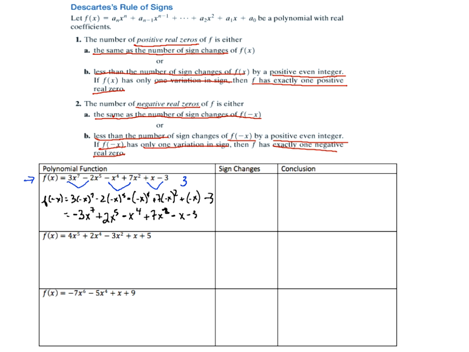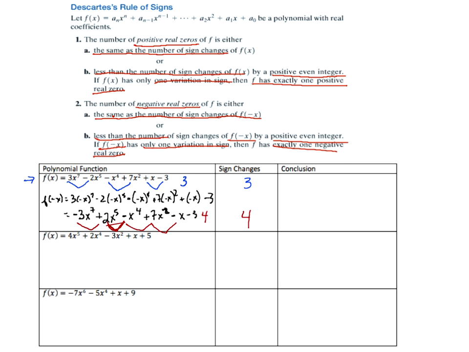Now let's go back and count the sign changes. I'll do these in red. So we have a sign change here. We have a sign change here. We have a sign change here. We have a sign change here. So we have 4 sign changes when we plug in negative x. We have 3 sign changes for f of x. Now let's go back and draw our conclusions.